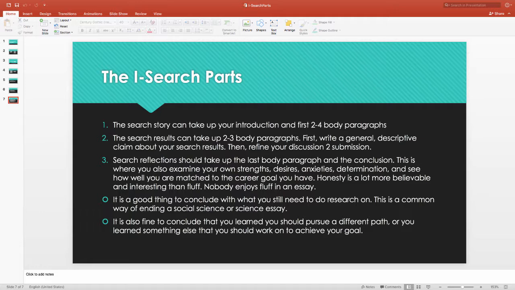Or you learned something else that you should work on to achieve your goal. Maybe you learned that you need to do better in math than you thought you needed to do, or something. Anyway, but it should be genuine. It should be guided by your interests and your desires, and it should be a genuine reflection of what this research did for you and how you feel about it, if you feel inspired about it, excited by it, maybe even a little intimidated. These are all things that can happen. But this is the kind of writing that we're looking for. It's an iSearch paper. It's a search for what you want to be doing.